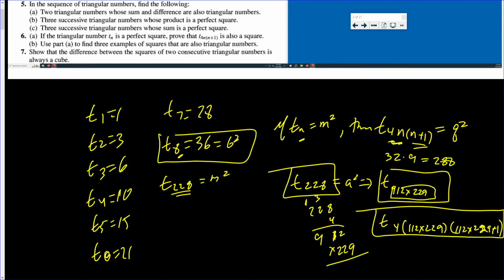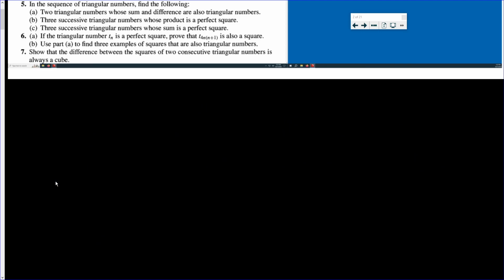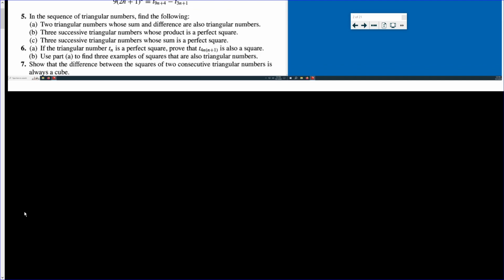Once you find 1, take that number, multiply it by 4, and then multiply it by 1 more than that, and you will have another triangular number. I know that's true. We just proved it. Number 7. Show that the difference between 2 consecutive triangular numbers is always a cube.